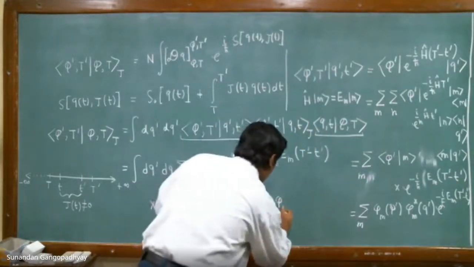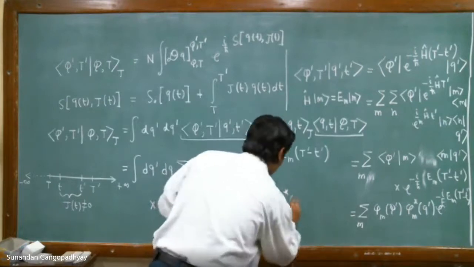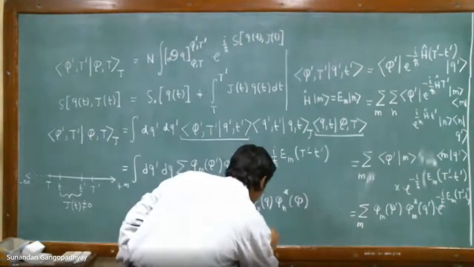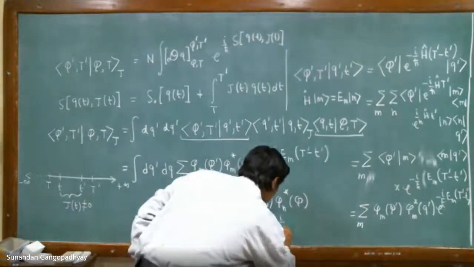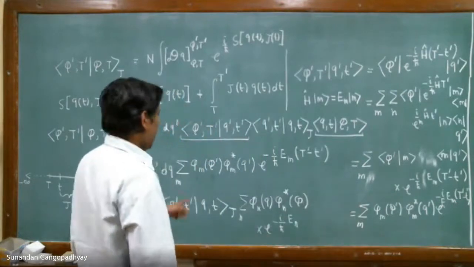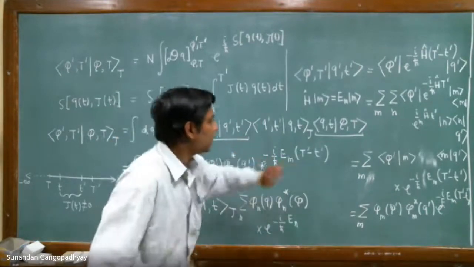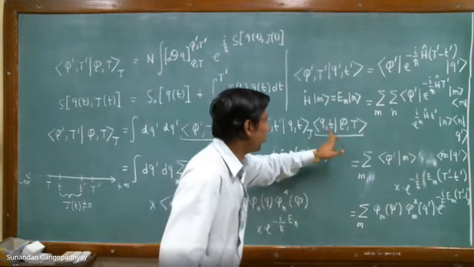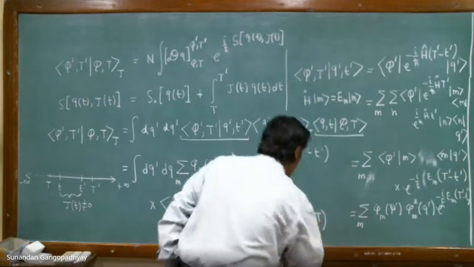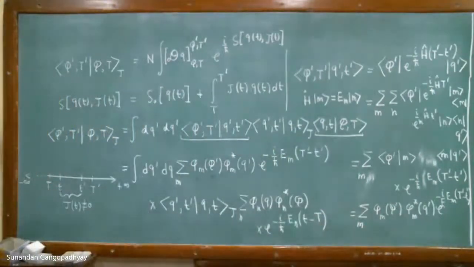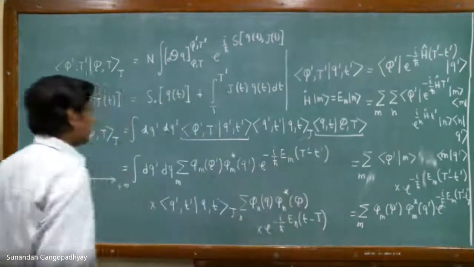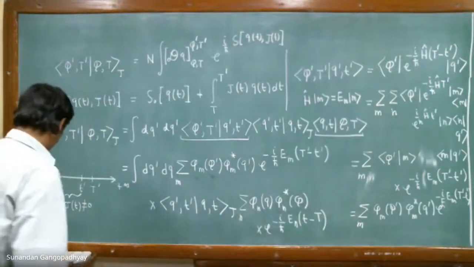Then you will have phi n star capital Q, and then this will be multiplied by e to the power of minus i by h bar energy En, and here you had t prime minus t, small t prime, so here it is small t minus capital T. So this is the final expression, after substituting these overlaps, this one and this one here.